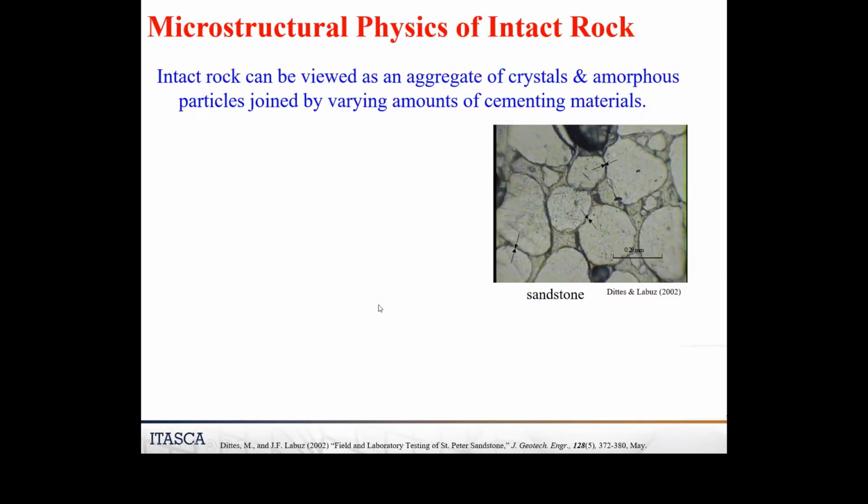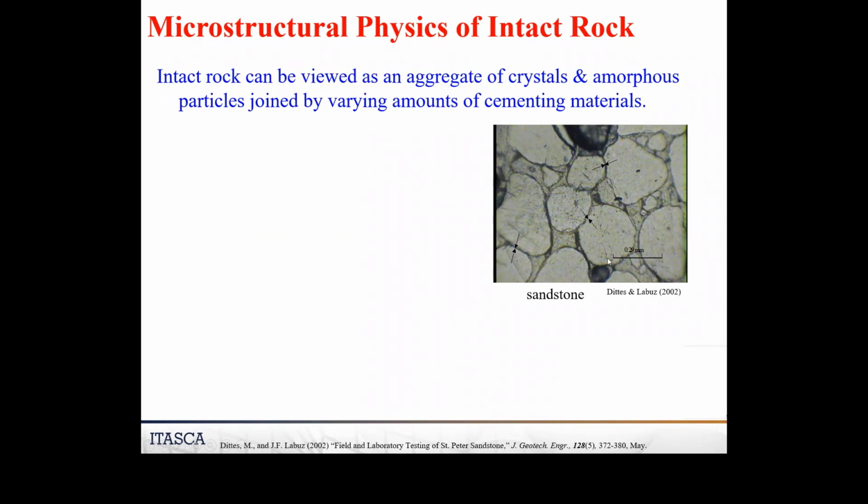So if we try to come up with one sentence to describe rock, this is what we can say. We can think of it as an aggregate of both crystals and amorphous particles, and there's varying amounts of cementing materials in there, right? This is some rock that's 30 meters underneath where I'm sitting right now in Minneapolis, Minnesota. It's called St. Peter Sandstone.